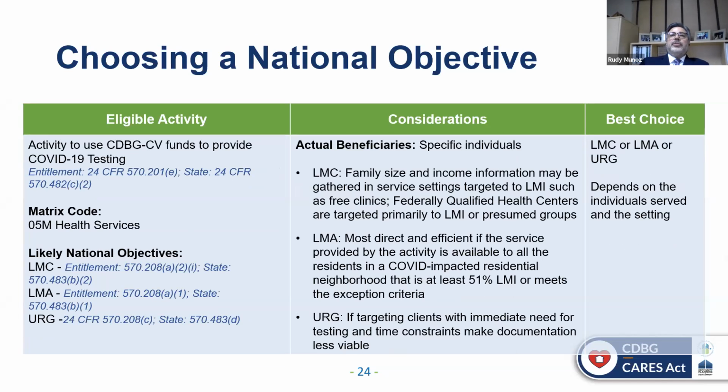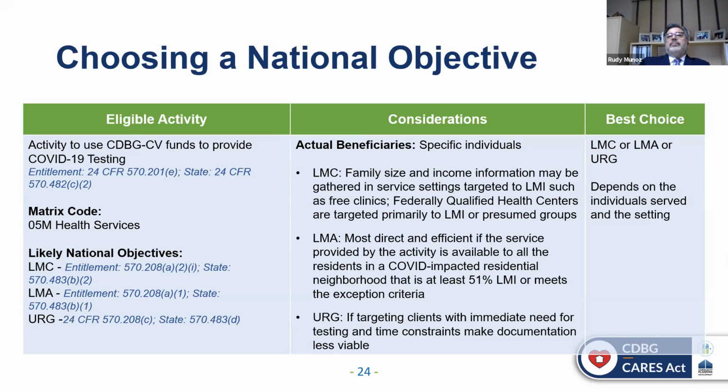In this next example, you'll see that the eligible activity is proposing to provide CDBG-CV funding to provide COVID-19 testing to the residents of the community. If you look at the possible compatible national objectives for health services, or matrix code 05M, as listed on the left-hand side of this table, you would see that there are several possible national objectives to choose from. In this scenario, the selection of the national objective, again, would depend on the situation. With health services, the best choice of a national objective is really going to depend on the actual situation at hand.